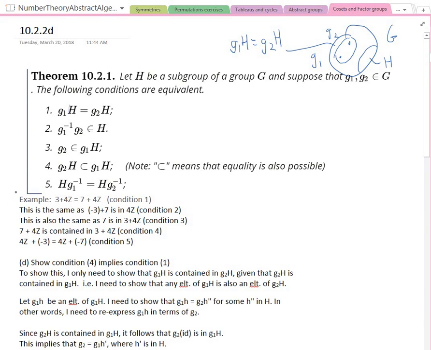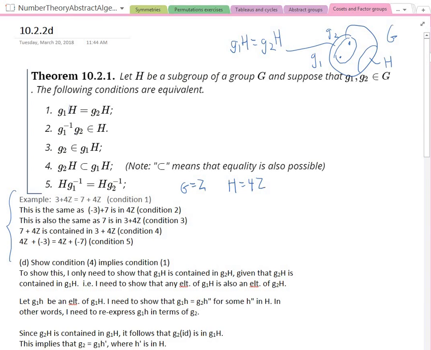So here's an example in a simple case. If we take G equal to Z, and we take H equal to 4Z, we have, for example, that 3 plus 4Z equals 7 plus 4Z. You can list the elements of 3 plus 4Z and see they're the same elements as 7 plus 4Z. Now, this is the same thing as saying that minus 3 plus 7 is in 4Z. Why did I put minus 3? Because minus 3 is the inverse of 3.